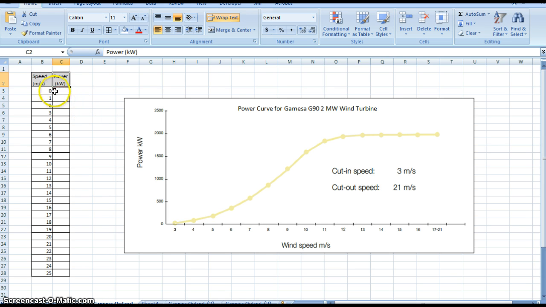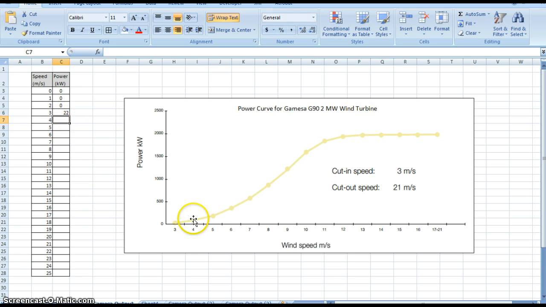So at 0, as we know, this does not start actually generating power until 3 meters per second. So 0, 1, and 2 meters per second, we do not have any power output. At 3 meters per second, it's really hard to see on this chart, but I'm going to cheat a little bit because I actually happen to know this. It's about 22 kilowatts at 3 meters per second. So I just enter in 22 there.